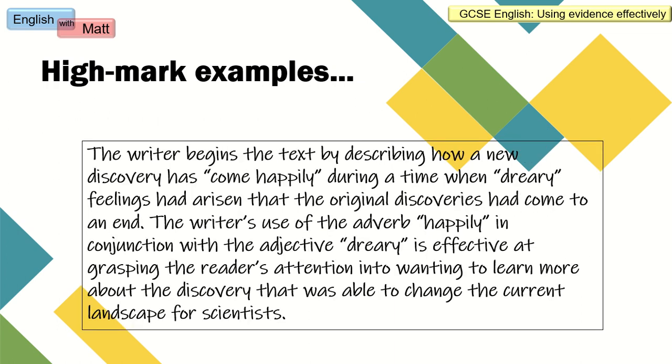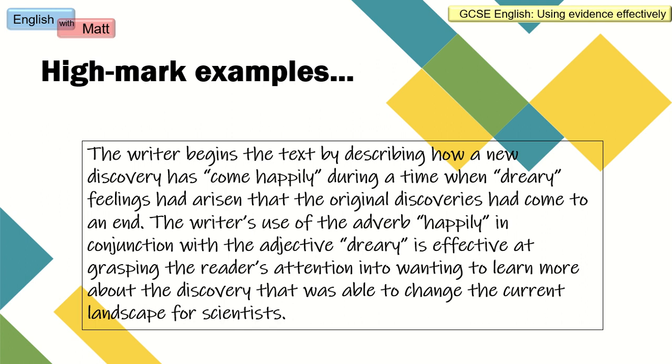To show you, I think, a couple of high mark examples or some better examples of how to quote, the writer begins the text by describing how a new discovery has come happily during a time when dreary feelings had arisen that the original discoveries had come to an end. This is the pleasure telephone for the Pearson 2.0 course. The writer's use of the adverb happily in conjunction with the adjective dreary is effective at grasping the reader's attention into wanting to learn more about the discovery that was able to change the current landscape for scientists. So that's much better. Techniques, embedded quotes.